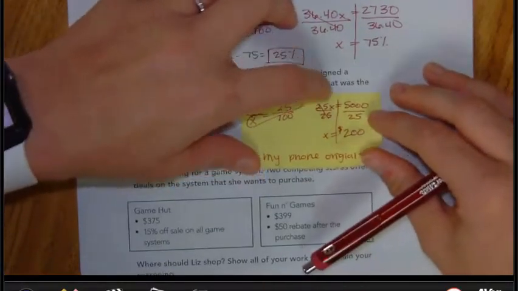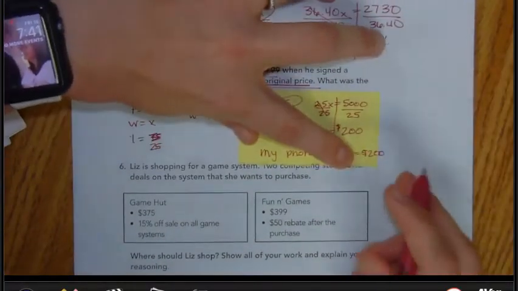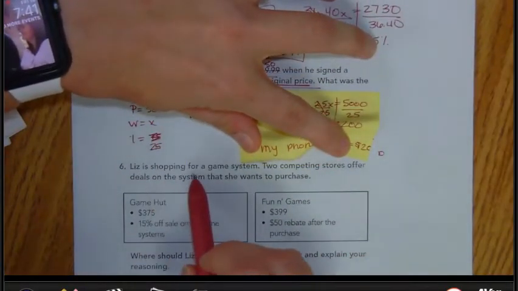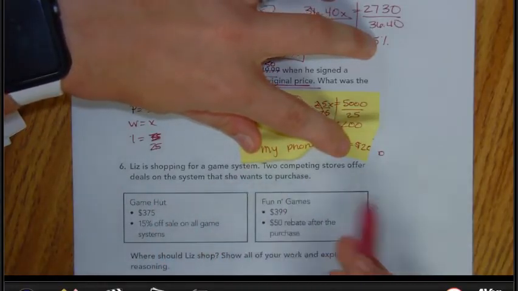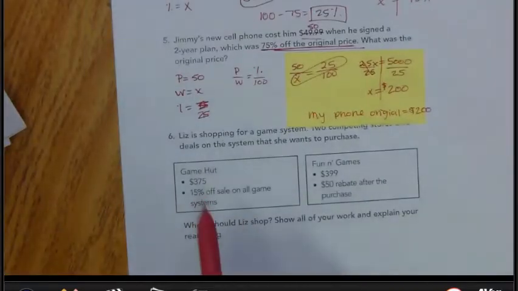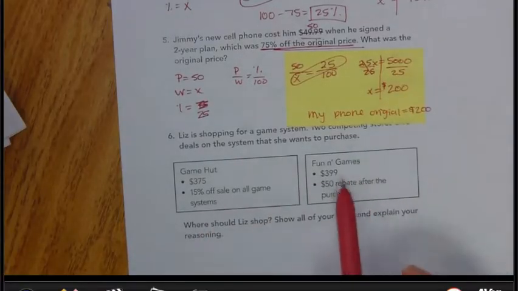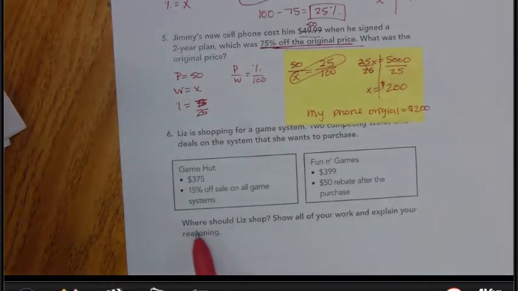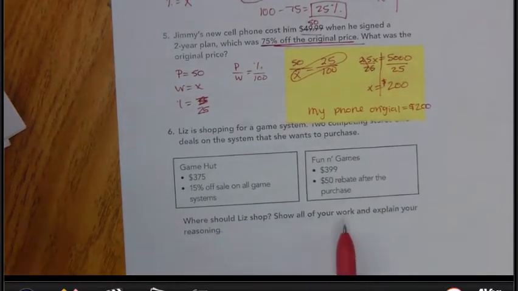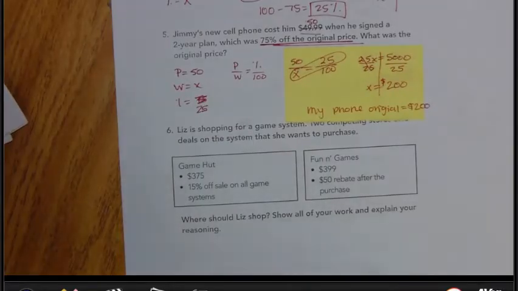All right, so number 6, let's take a look here. I'm going to move this up for a second. So Liz is shopping for a game system. 2 competing stores offer deals on the system that she wants to purchase. So I've got Game Hut and Fun and Games. Game Hut is $3.75 for 15% off, and Fun and Games is $3.99 for $50 rebate after purchasing. Where should Liz shop, and show all your work and explain your reasoning?